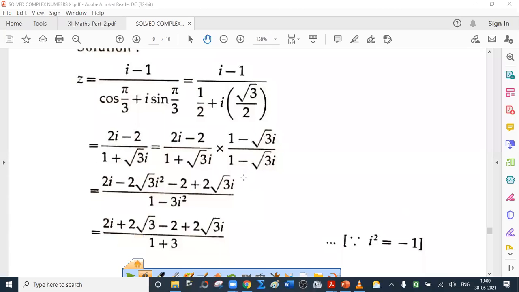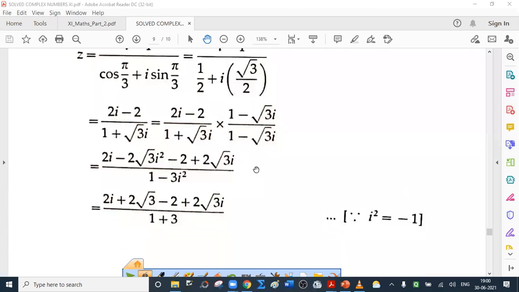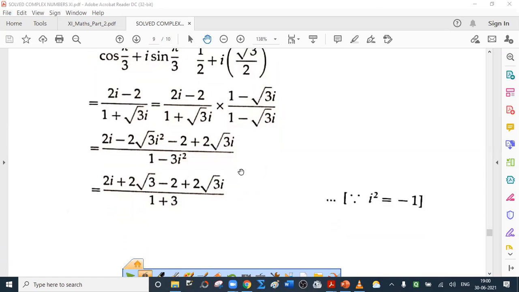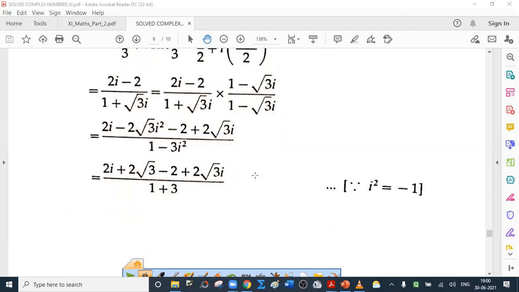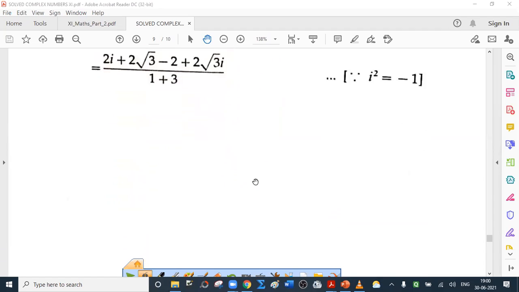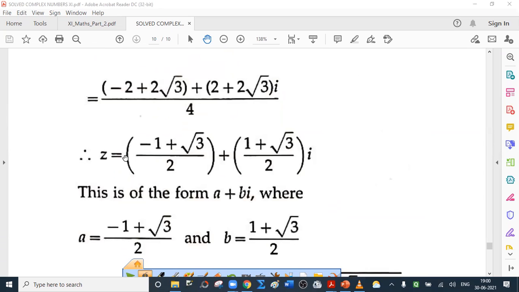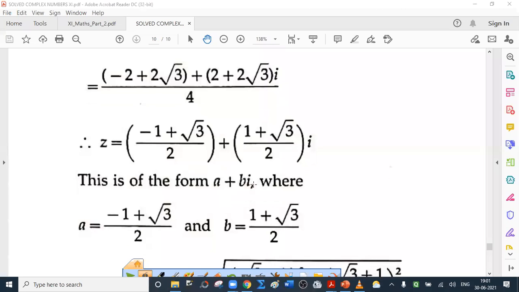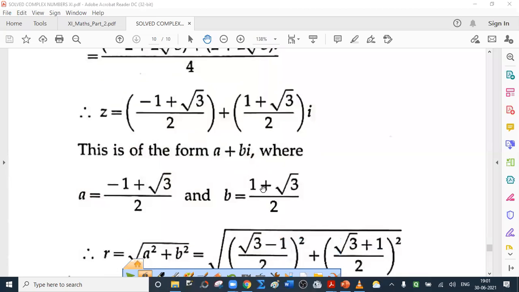Simplify, open all the brackets, replace i square by minus 1. Okay, you get 2i plus 2 root 3 minus 2 plus 2 root 3i upon 3 plus 1, that is 4. You can divide numerator and denominator by 2. Again, you have to write the complex number in which form? a plus ib. So what is z? Minus 1 plus root 3 upon 2 is the real part, plus the imaginary part, 1 plus root 3 upon 2. So this is of the form a plus ib. These are the values of a and b.